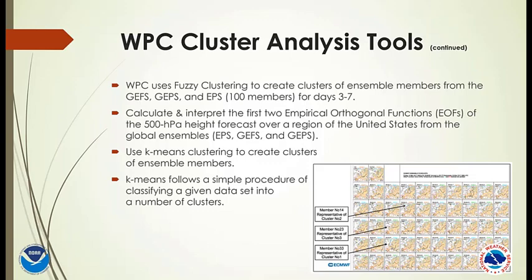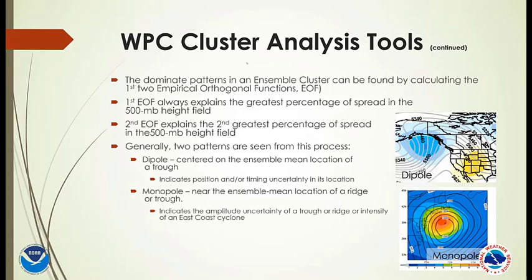They calculate and interpret the first 2 of the EOFs, from the highest variability to the lowest, where you go 1 through. You can make 7 or 8 of these, but they have found the first 2 usually give the greatest differentiation for these different clusters. They use k-means clustering to create these clusters. I'll just talk about k-means, which follows a simple procedure of classifying a given data set into a number of clusters. If you want to go into k-means, there are a lot of resources available for you to get into that in depth.